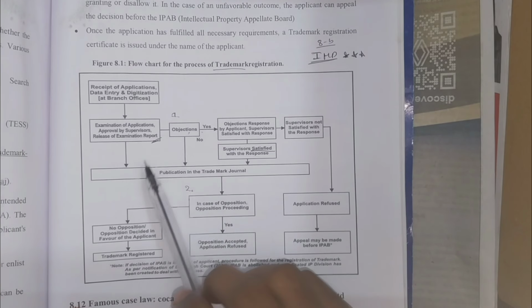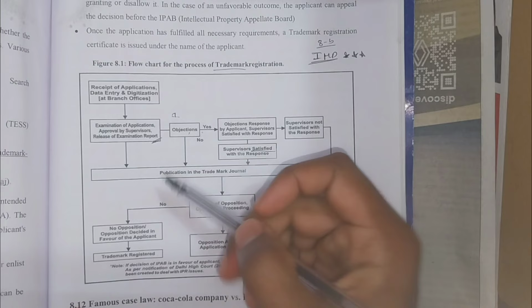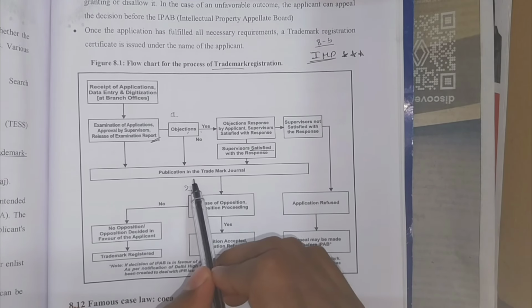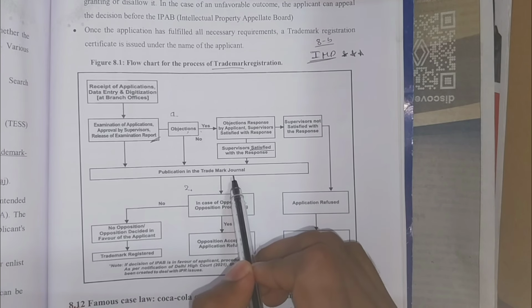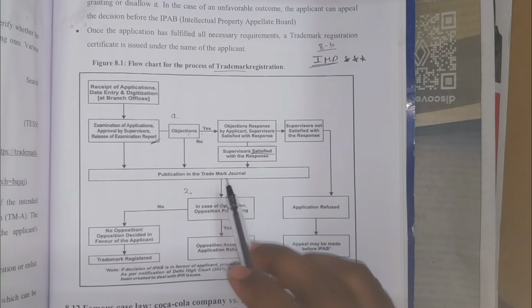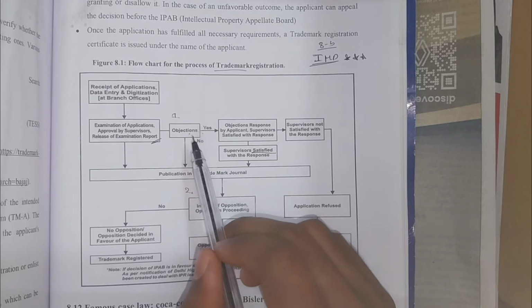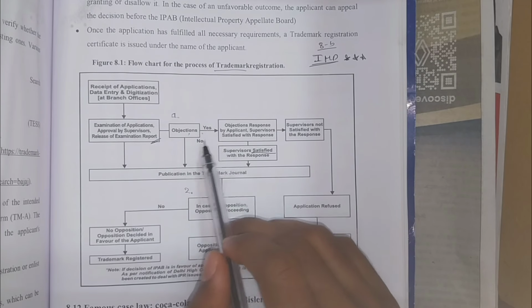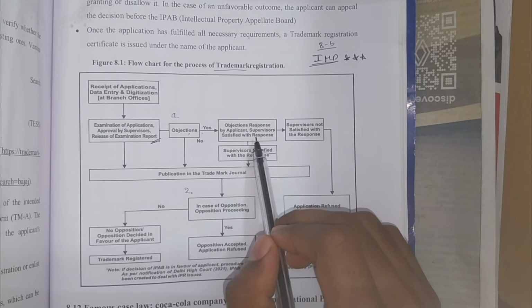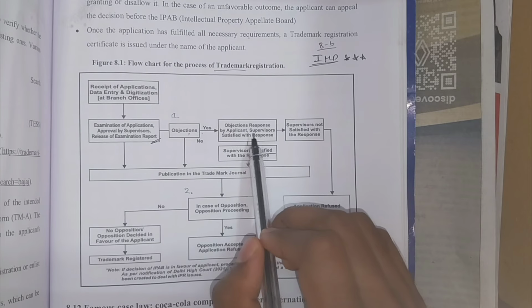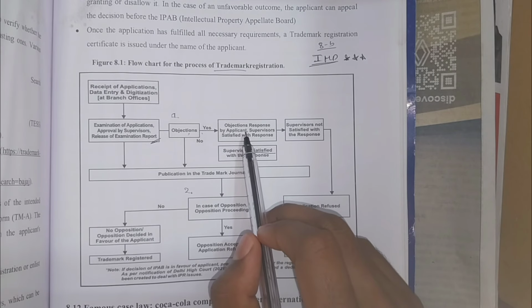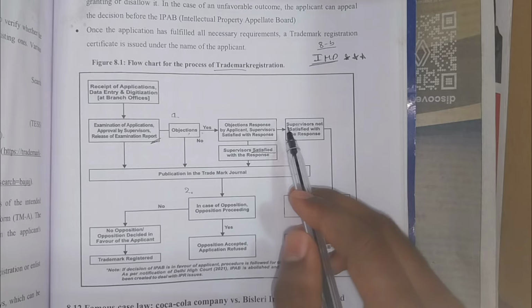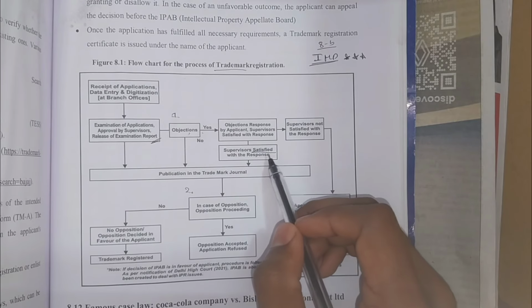In the examination report, in case any objection comes, it will go here, otherwise it will directly go to publication in the trademark journal. Otherwise, in case objections come, there will be an objections response by applicants. For those objections, applicants have to respond. So that response will be reviewed here by the supervisors.